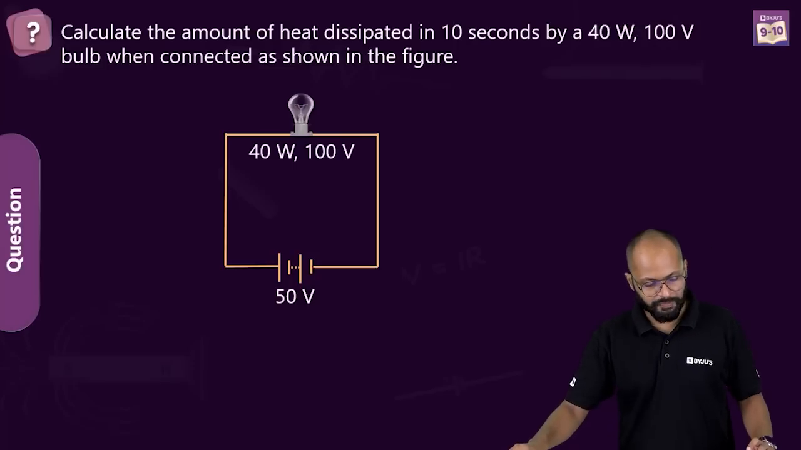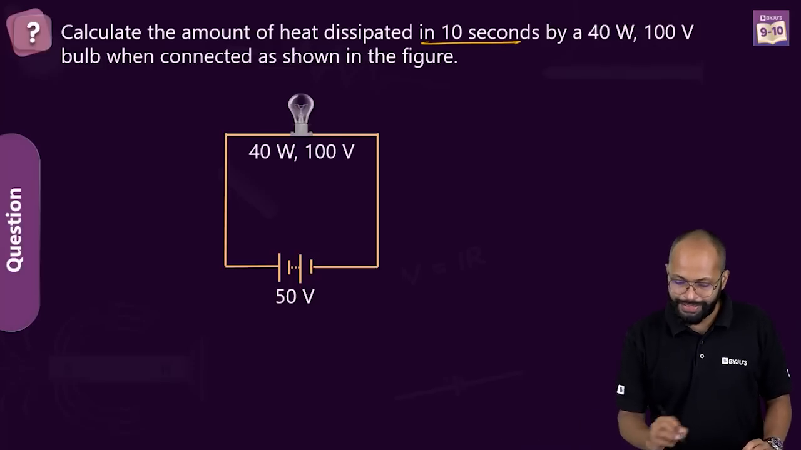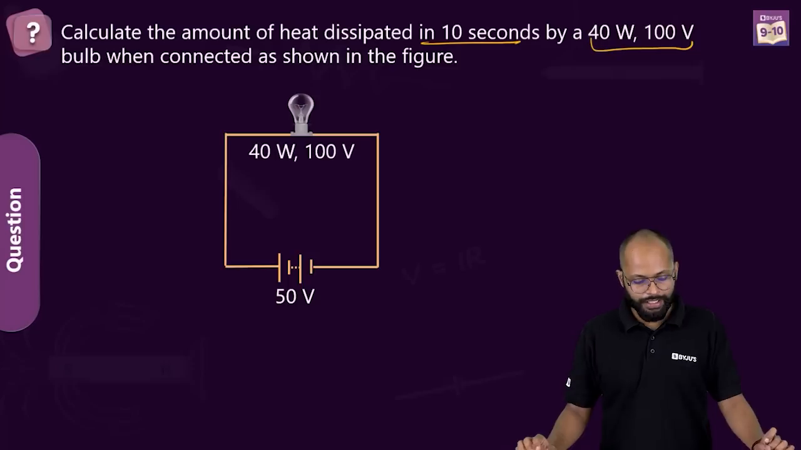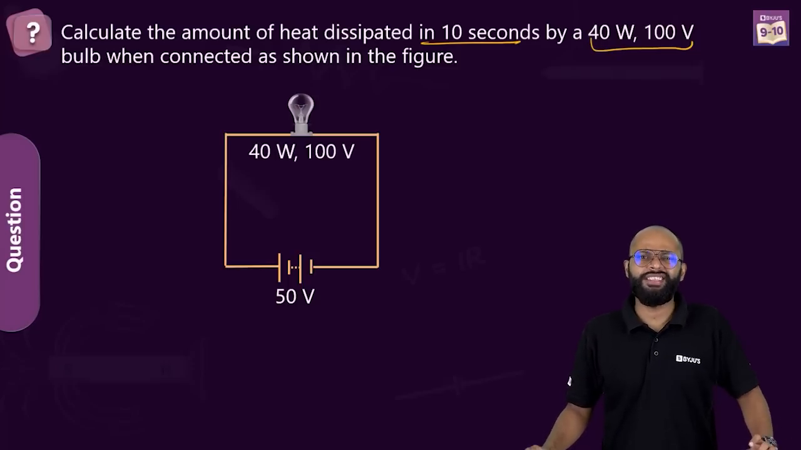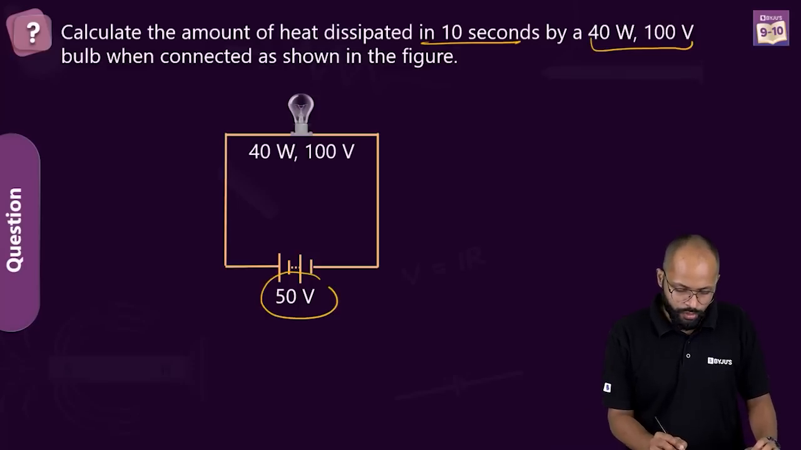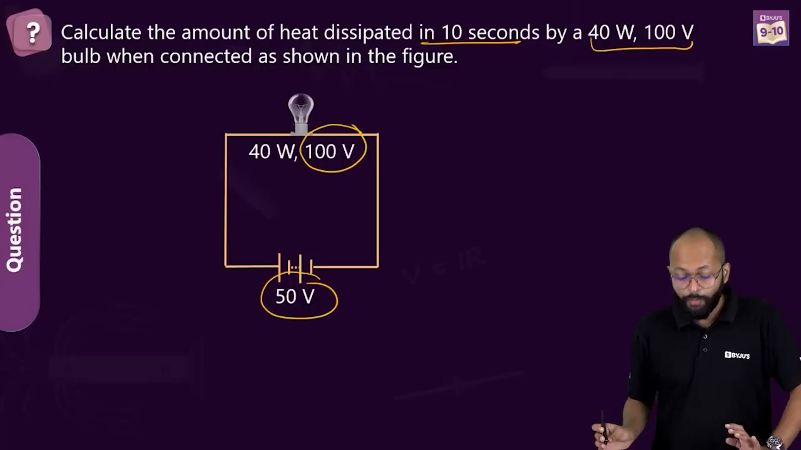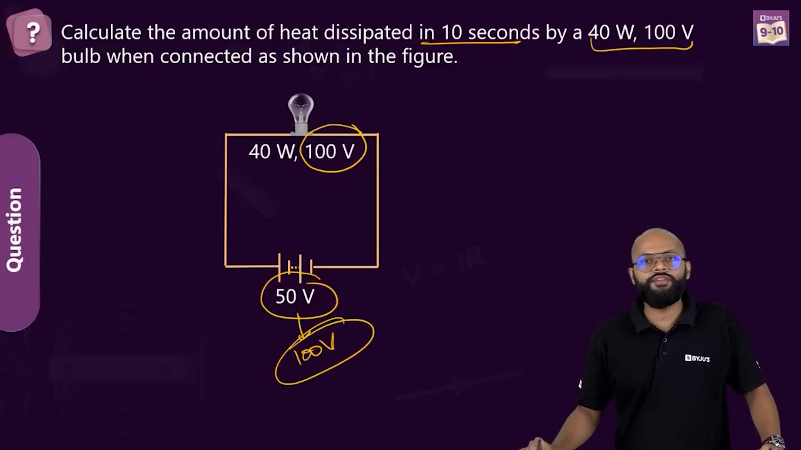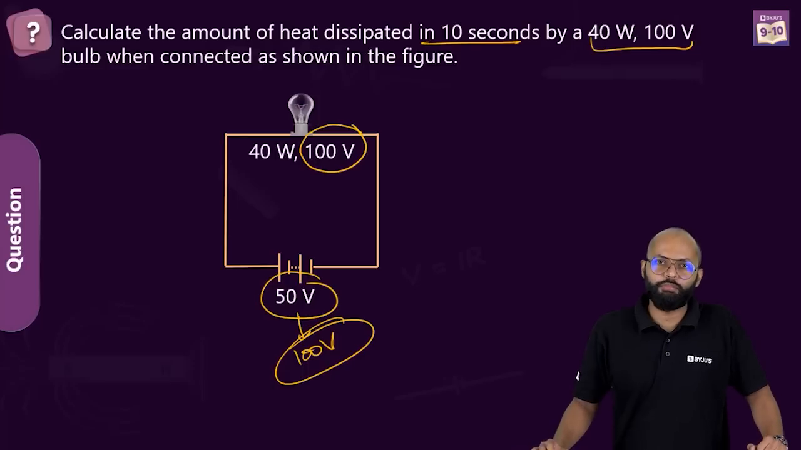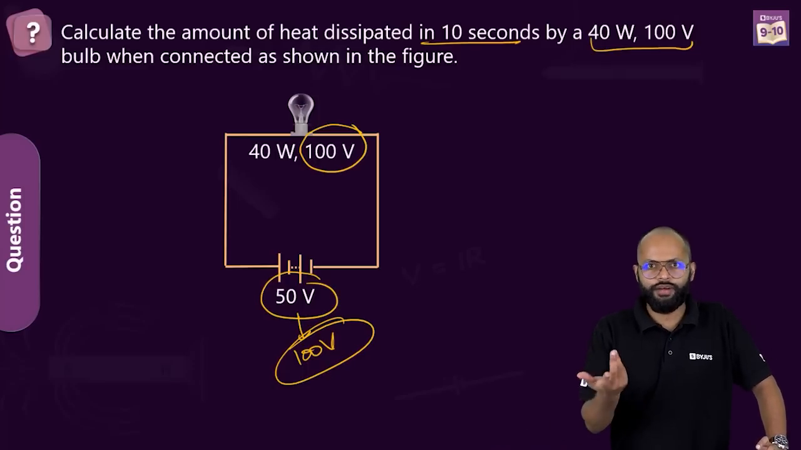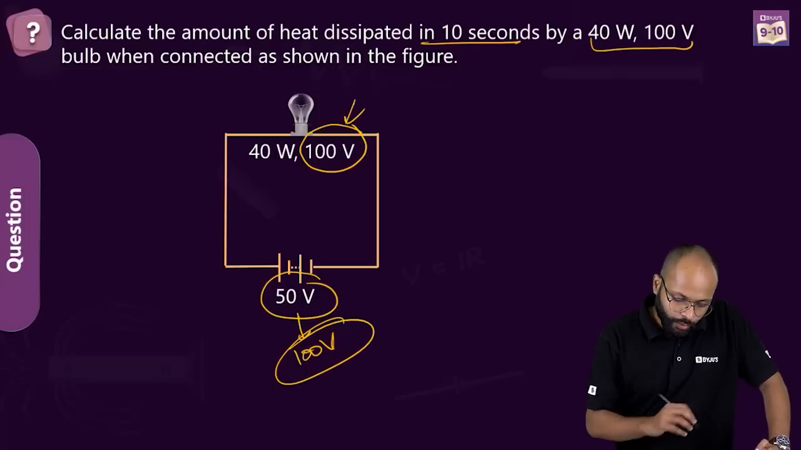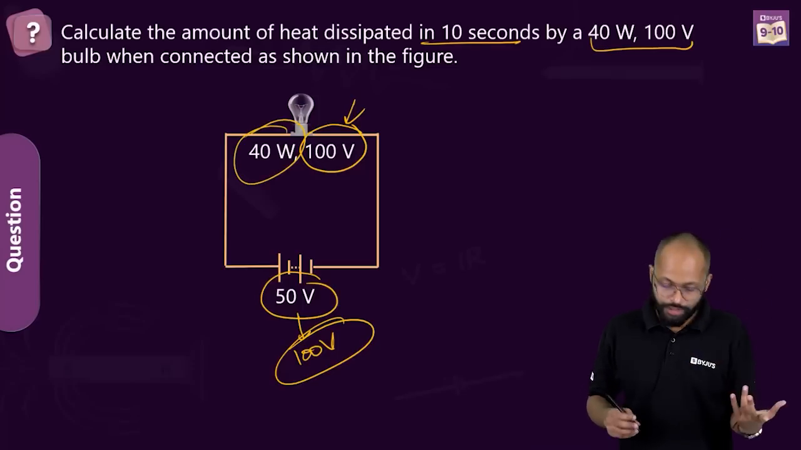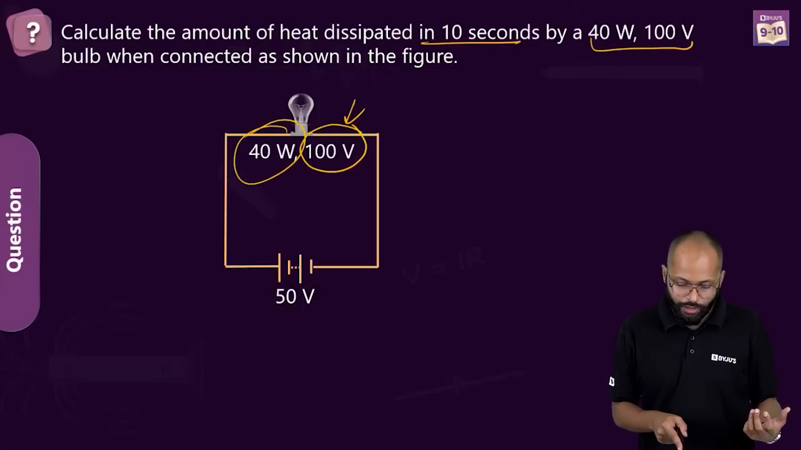Fine. Come on. Last question. Calculate the amount of heat dissipated in 10 seconds by a 40 watt, 100 volt bulb when connected as shown in the figure. Heat dissipated. Looks easy, no? I mean, 50 volt and 100 volt. Normally, if this would have been 100 volts, your life would have been much easier than what it is right now. I mean, 100 volts was given to you. 100 volts, it is requirement, means it will do 40 watts if it was 100 volts, but it is not. So that's why you are not that lucky.